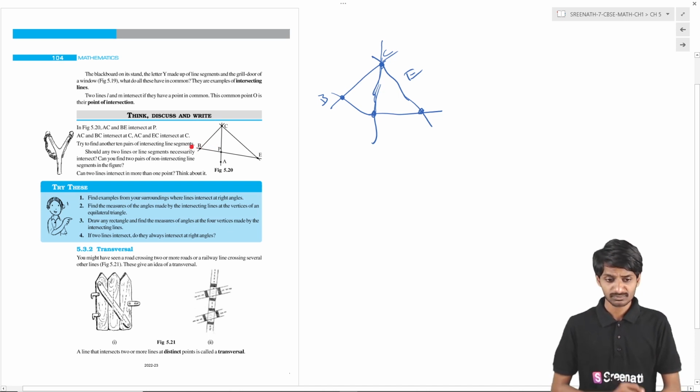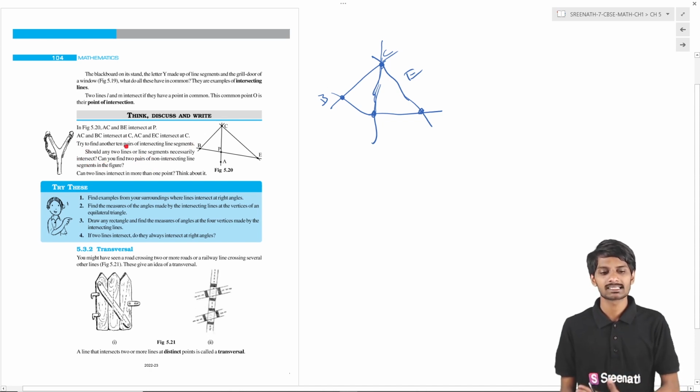Okay, students. Should any two lines or line segments necessarily intersect? Can you find 2 pairs of non-intersecting line segments in the figure? So study from this. Can you find any non-intersecting lines? Okay, students. So that is your work. You have to do it, students.